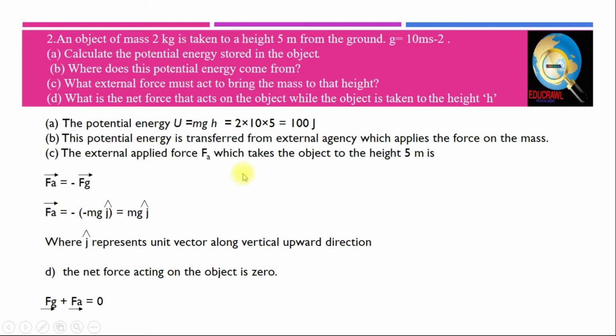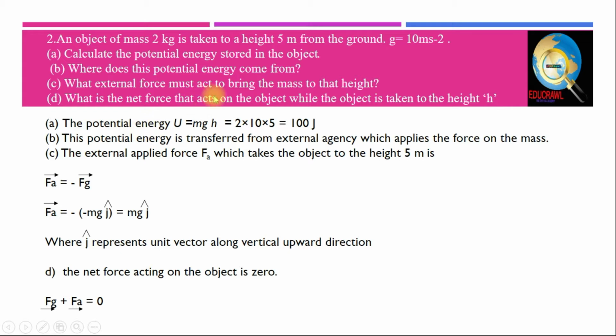Gravitational force will be pulling any object in the downward direction. Now we have to apply an external force against this gravitational force to lift it to a height of 5 meter. So the applied force is nothing but the gravitational force, but it will be acting in the opposite direction. So Fa is equal to minus Fg. Fg, we know the formula, gravitational force, is m into g. Since it is acting in the negative y-axis, we have a minus sign. Since it is acting along the y-axis, you have the j cap unit vector. So Fa is equal to mg j cap.